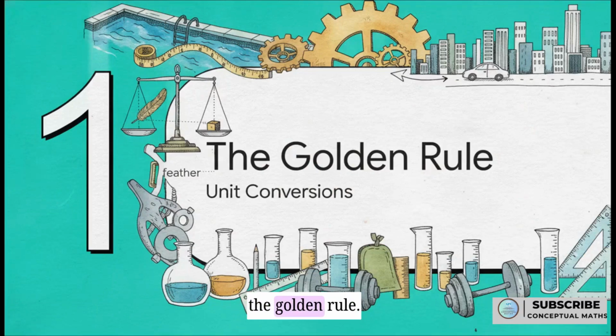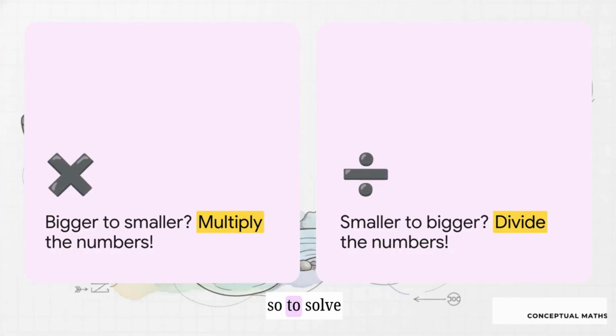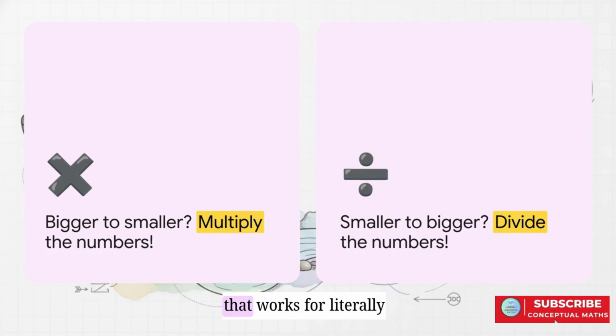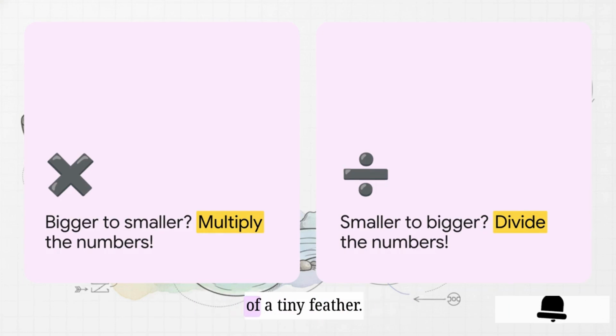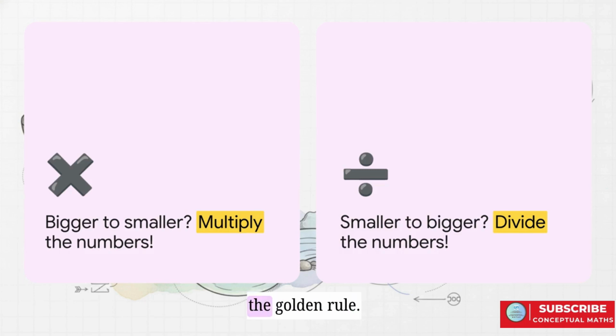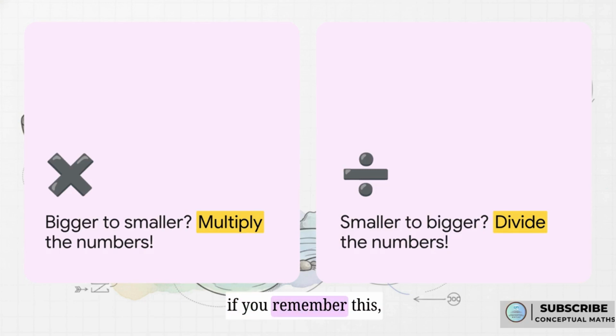Section 1. The golden rule. All right, so to solve our swimming pool mystery, we need to start with one universal secret that works for literally all unit conversions. It doesn't matter if you're measuring the distance across a country or the weight of a tiny feather. Here it is, the golden rule. Seriously, if you remember this, you're already halfway to mastering the whole shebang.